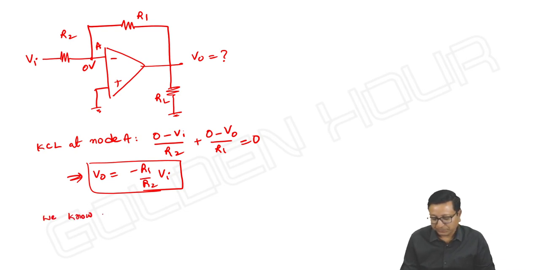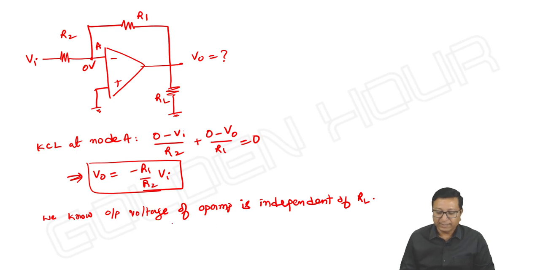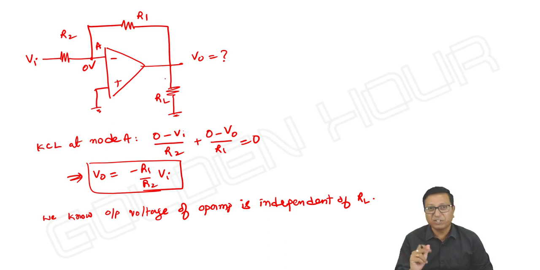We know the output voltage of op amp is independent of RL. I said, due to infinite input impedance, the current entering into any of the input terminals of the op amp is zero, and due to zero output resistance, output voltage is independent of RL. That's what I said in the very beginning session. So for better understanding, let me take one example.